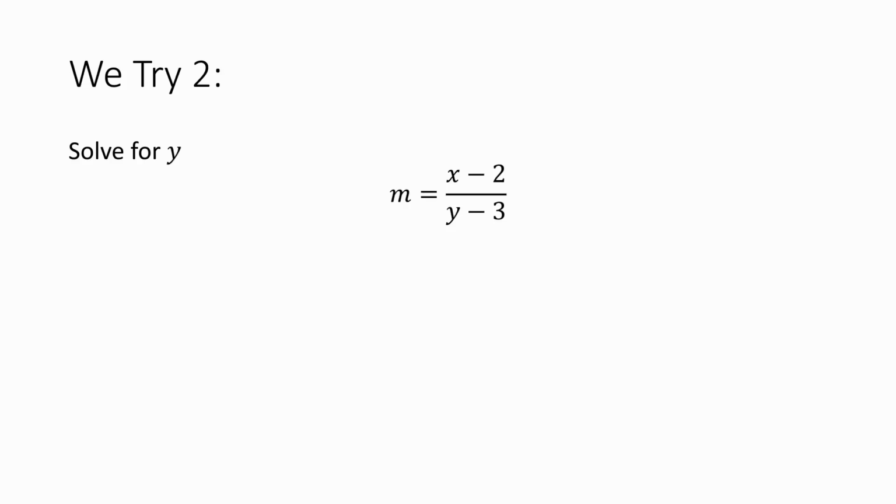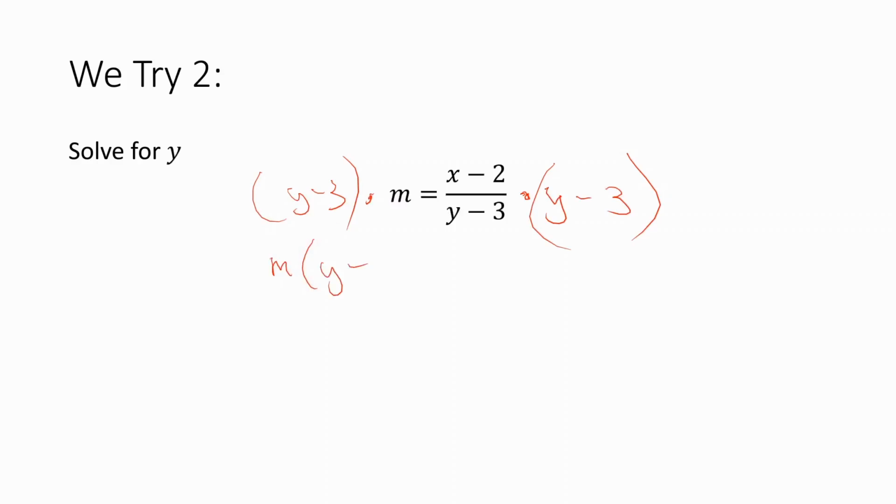Okay, let's try this one now. This one I want to solve for y. So first thing I want to do is get rid of all my denominators. So I'm going to multiply both sides by y minus 3. Okay, so on the left, I'm going to have m times y minus 3. And on the right, I'll have x minus 2.